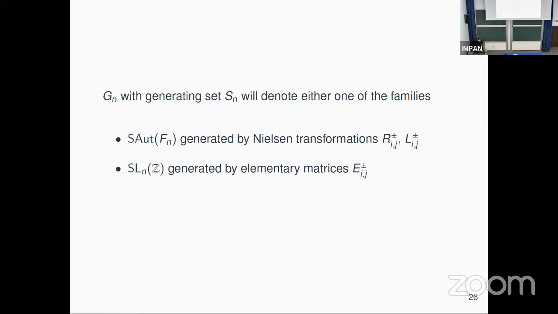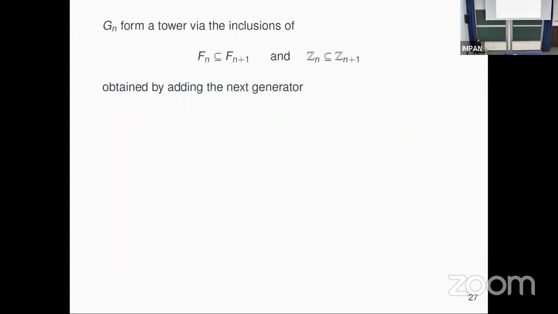The proof works for both classes of groups, for SL out of n, but also for SAut out of F_n. So these are generated either by Nielsen transformations or the elementary matrices. Both families have a very nice structure where they form a tower of inclusions, where you just add a generator to the base group, right? So you take Z to the power n inside Z to the power n plus 1. So you extend by the next generator, either with the free group or with the free abelian group.